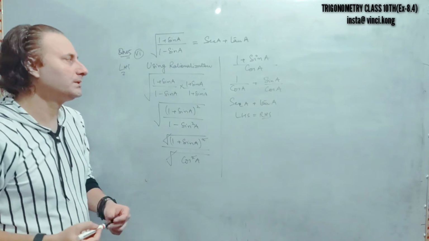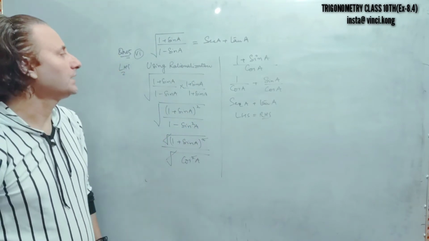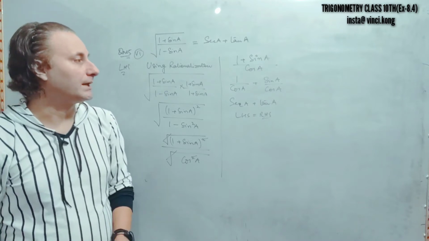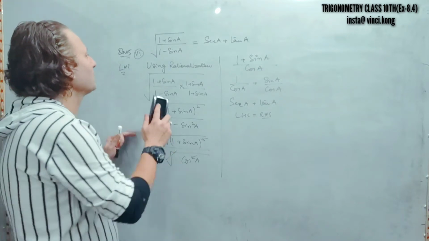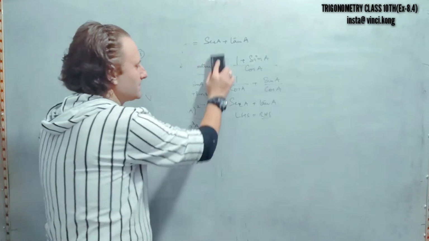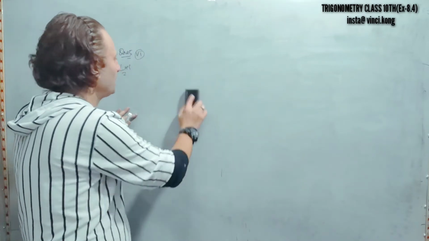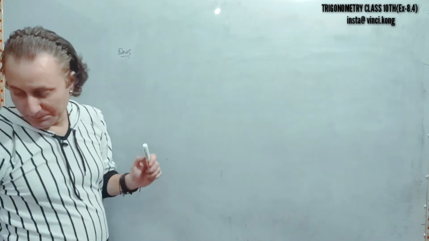Isn't it pretty simple? Very, very simple question. Do the rationalization and you are on the right path. Right? So this finishes our question, part number 6. Let us go to part number 7 now. 3 more to go, guys. So part number 7.